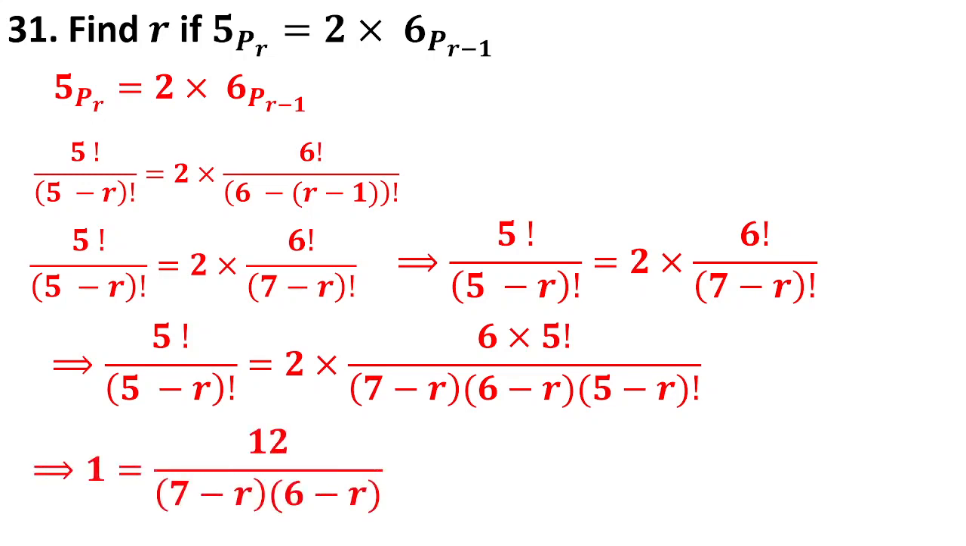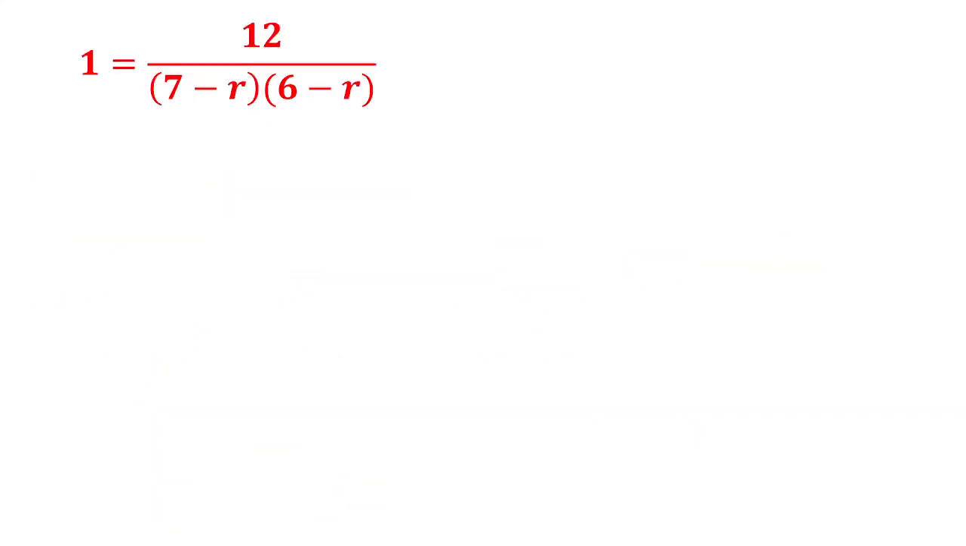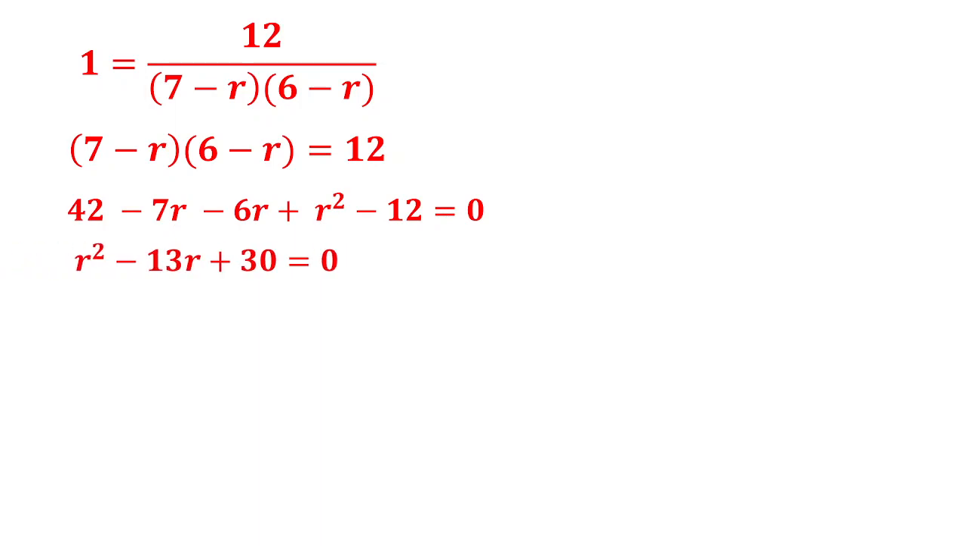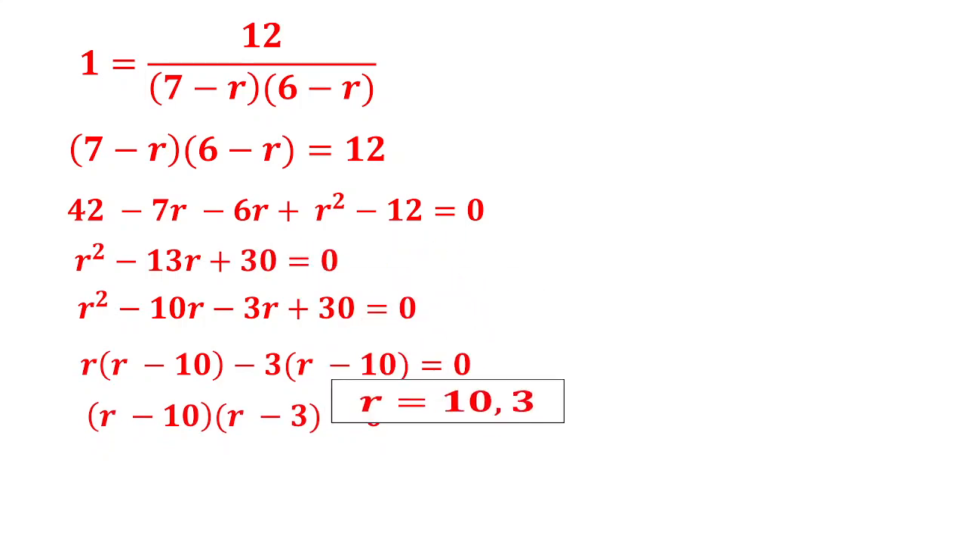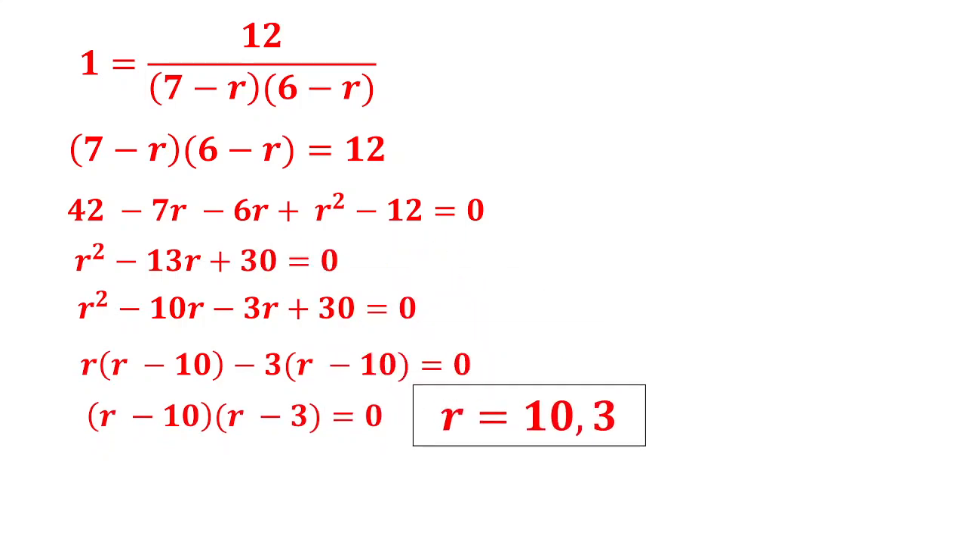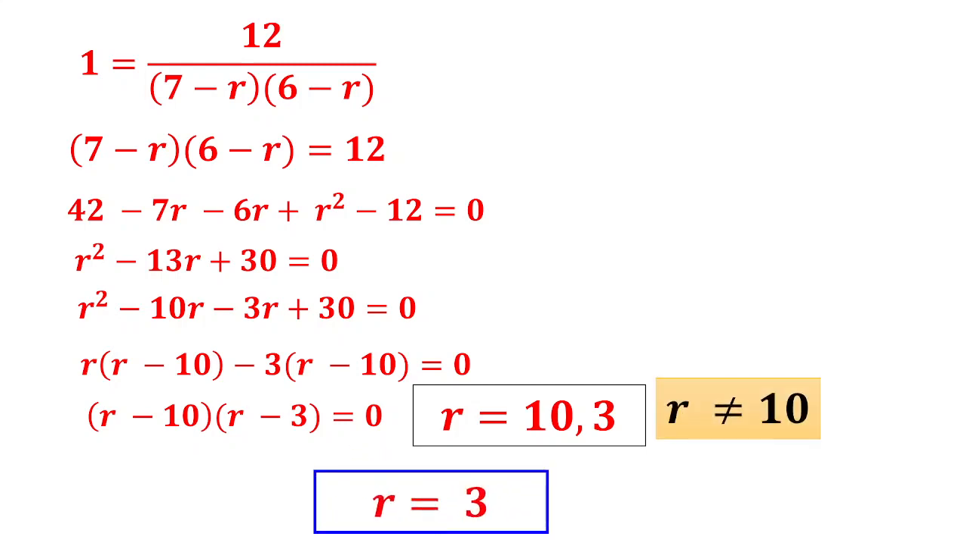Good. Therefore, we are getting 12 by (7 minus r) into (6 minus r). And doing cross multiplication, you are getting a quadratic equation in r. Solve it. You will get r is equal to 10 and 3. But r cannot be 10 because you are having 7 minus r and 6 minus r. Therefore, r can be only 3. Therefore, the value of r is equal to 3.